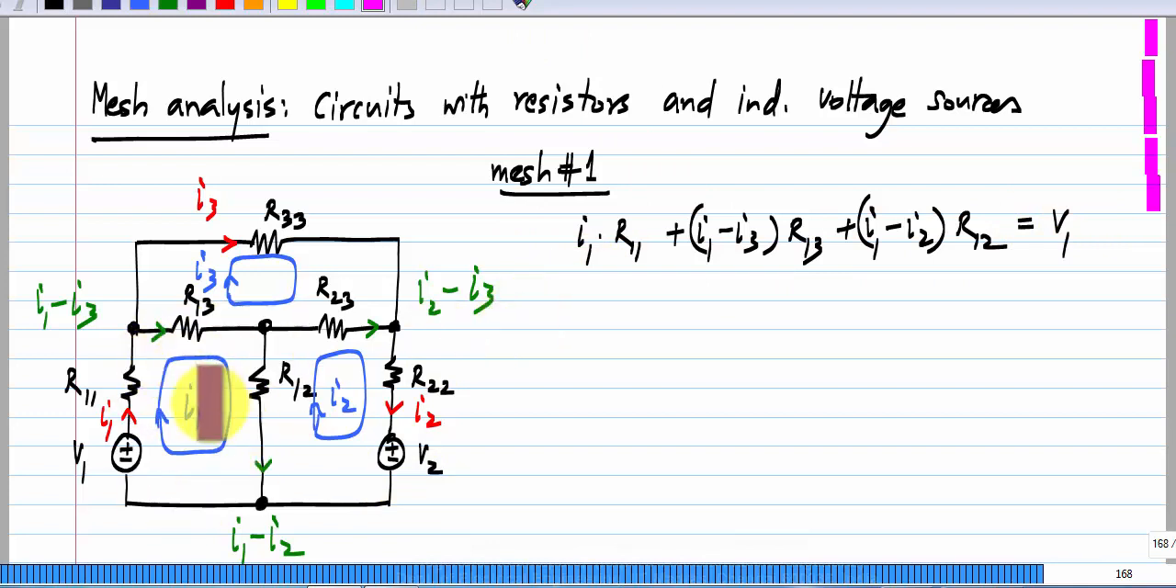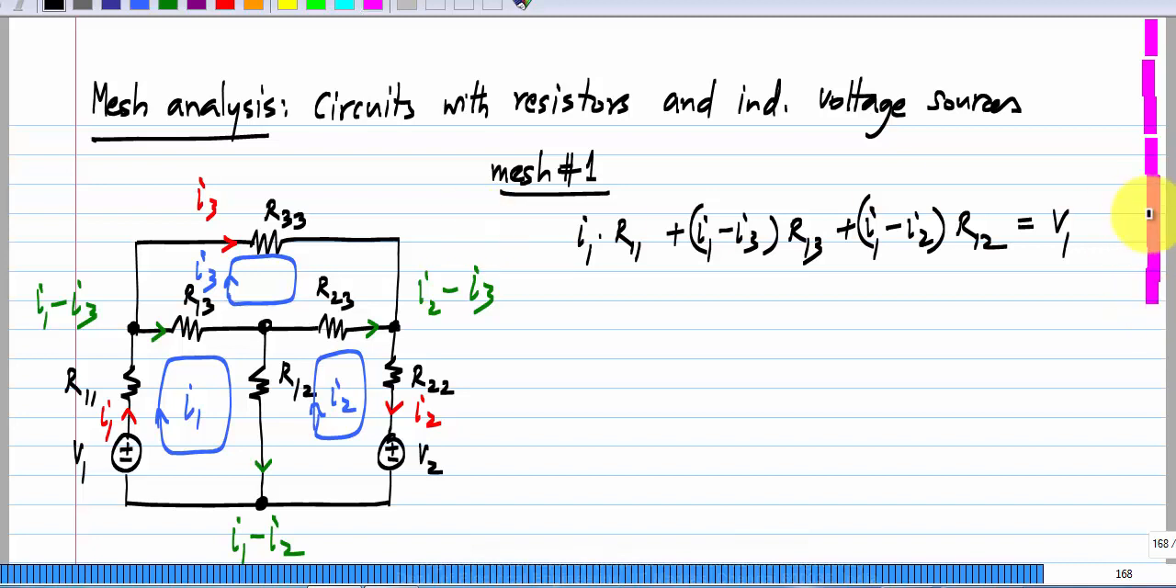We have implicitly used Kirchhoff's current law because this current here, that is the mesh current I1, the current here is I3. So we wrote the current in R13 to be I1 minus I3. That is basically Kirchhoff's current law applied at this node. So we have implicitly used Kirchhoff's current law also while writing this. And this is exactly the same thing that we did with nodal analysis. We were writing Kirchhoff's current law equations, but we were implicitly using Kirchhoff's voltage law when we wrote down that the voltage across each branch is the difference between two node voltages.